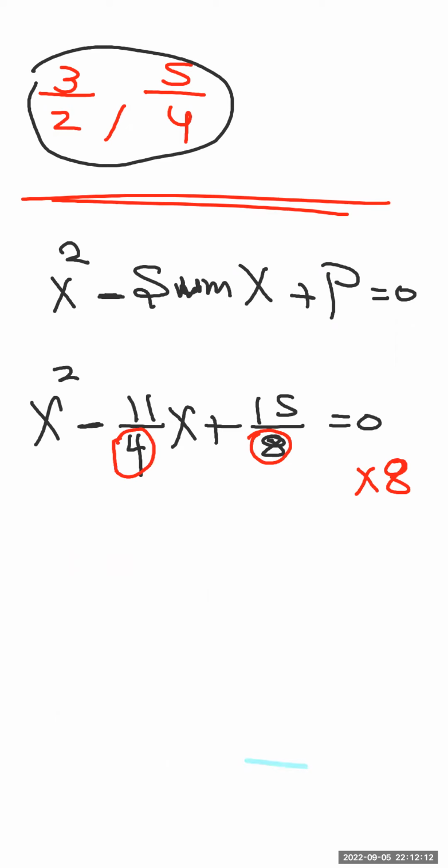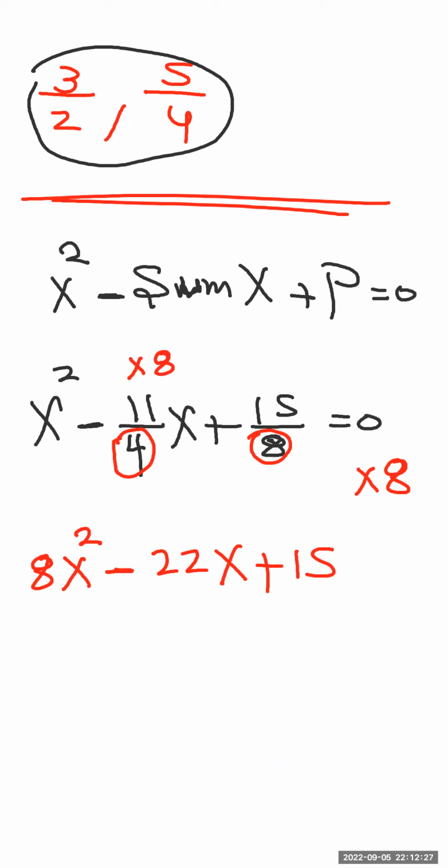So 8x squared minus this one times 8, it divides 4 equals 2 times 11, 22x, plus 8 times, or 8 divided by 8 means 1, so plus 15 equals 0. Now this is our equation. Okay? Any questions?